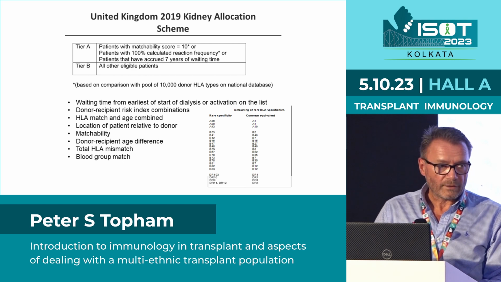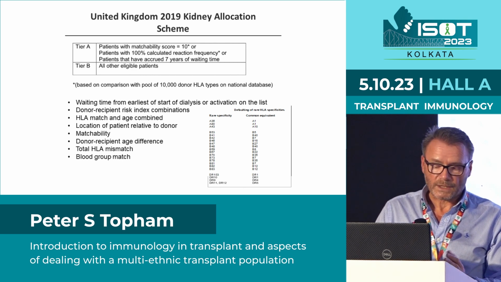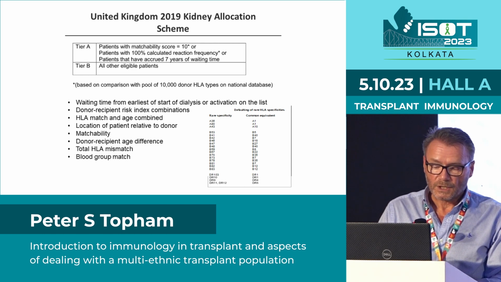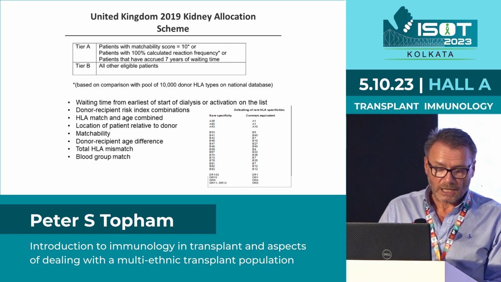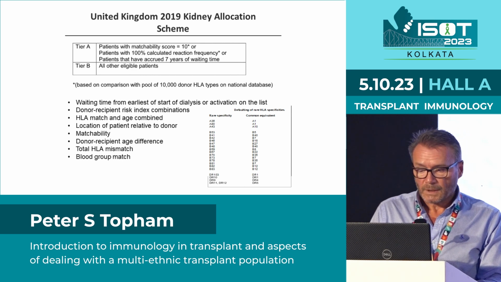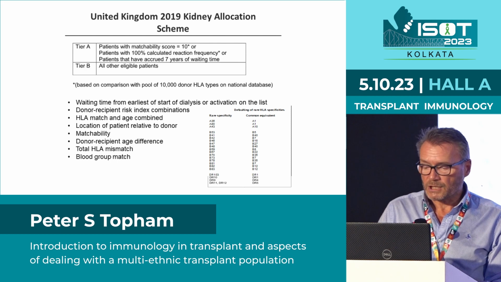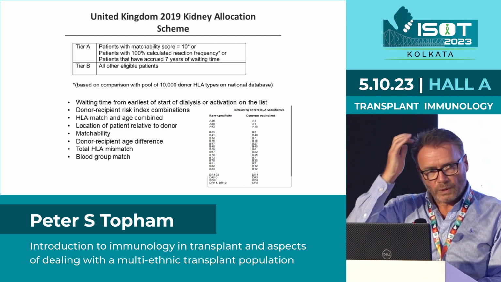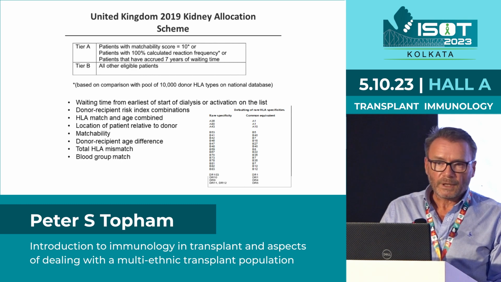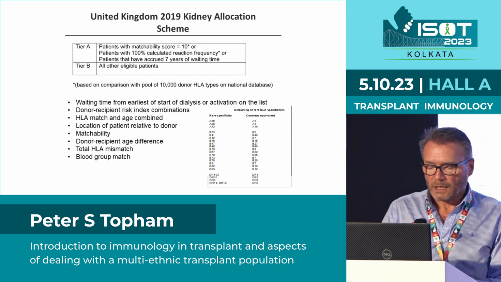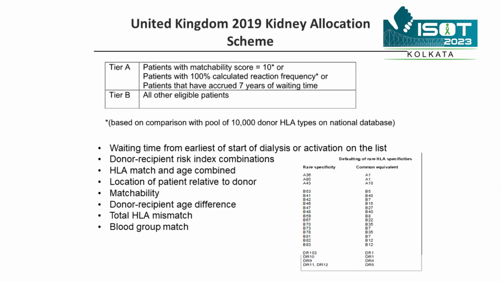There is now a complex algorithm for working out who gets the priority, and it's based on a combination of factors. So the waiting time is important, donor-recipient risk index combinations, HLA match and age combined, location of patient relative to donor, matchability, donor-recipient age mismatch, total HLA mismatch, and the blood group match. The other thing that's been done is that they've defaulted rare HLA specificities to the more common equivalent. So in basic broad terms, if you have a rare HLA type, for instance, HLA-A36, which is rare, has a common equivalent of A1.